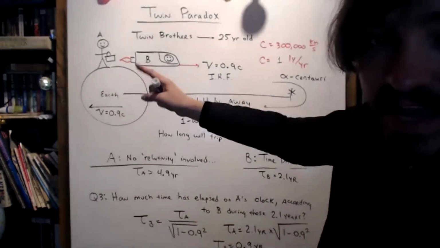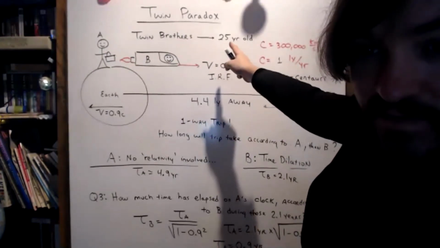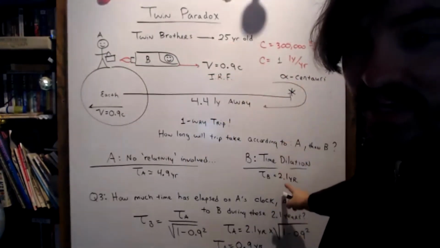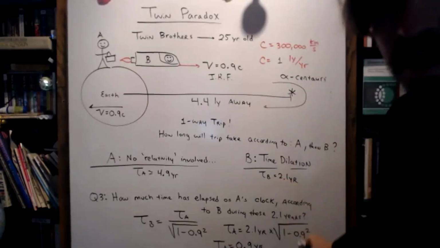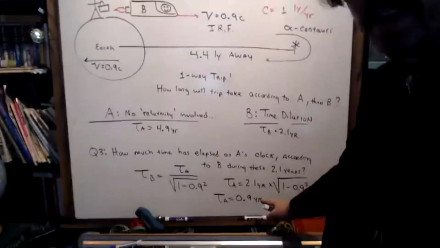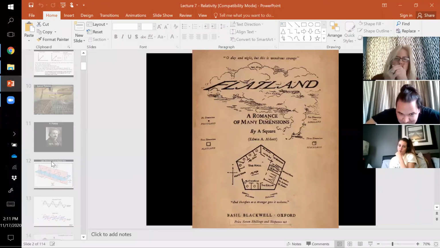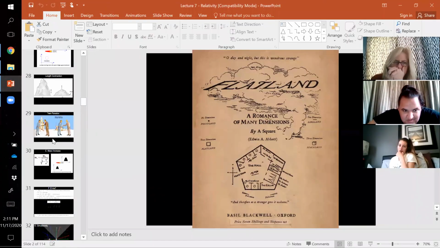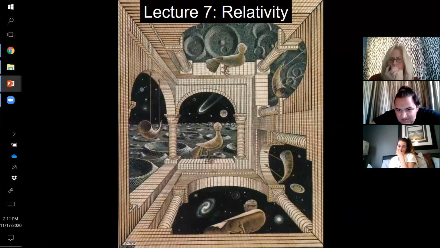According to A, that'll take 10 years, and A will think he'll be 35. According to B, it'll take 4 years. He thinks he's 29, but B will think only 2 years has elapsed in his brother's frame, and he'll think his brother is 27. The essence of the twin paradox is this. When the brothers get back, which brother is going to be the younger brother?